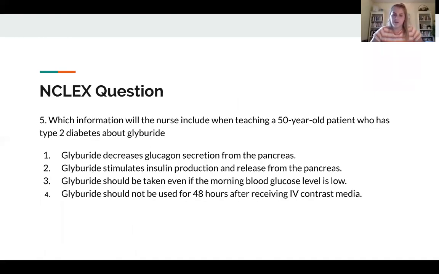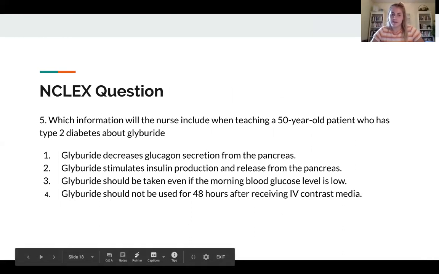So our third NCLEX question is, which information will the nurse include when teaching a 50-year-old patient who has type 2 diabetes about glyburide?